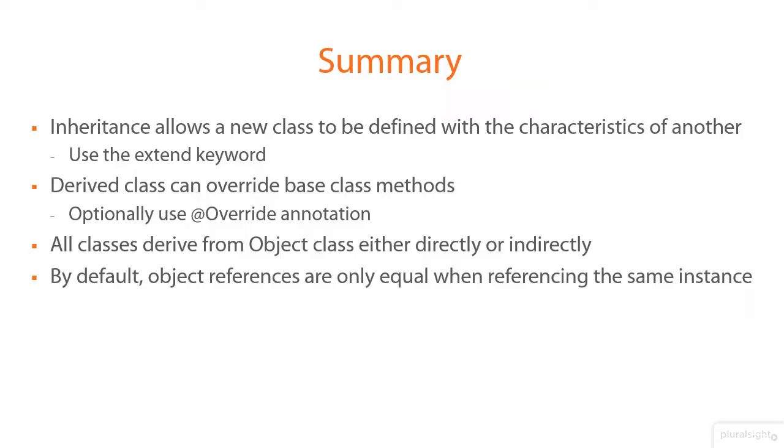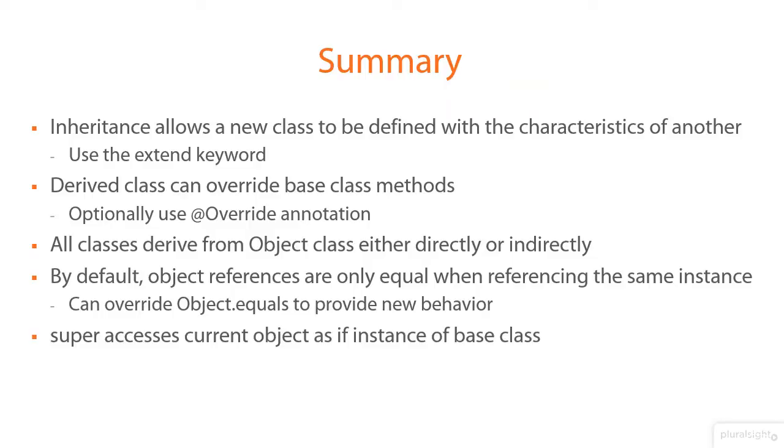By default, when we compare two object references for equality, they're only considered equal if they both point to the exact same object instance. But this is a scenario where the object class comes in handy. The object class defines an equals method that we can override to provide a more specific definition of equals for any given class. When we're overriding methods, we'll often need to have access to base class behaviors.